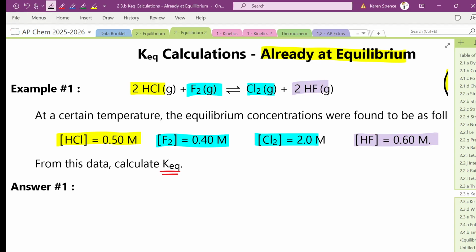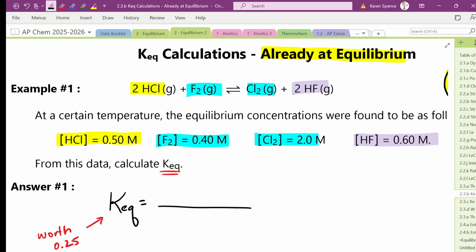So in order to get full credit for this, you would need to write KEQ equals, all right? If you don't do that, you lose 0.25. So this is worth 0.25. All right. Next thing you need to write is, don't just start chucking in the numbers. We're going to write the expression first.